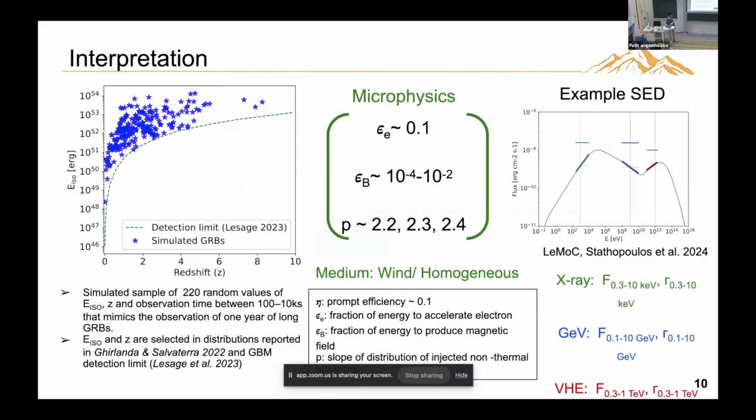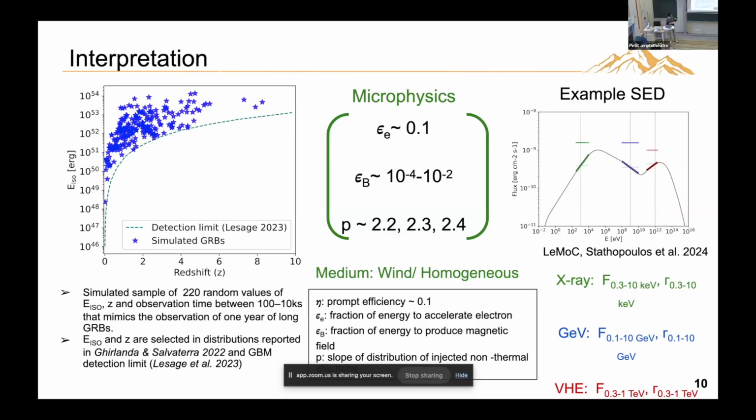Now we want to explain this, how we have explained it. We simulated a sample of 220 GRBs having different energetics and placed at different redshifts. Why did we choose these 220? This number mimics the number detected by the Fermi GBM in 1 year. And the values of E_iso and jet are not selected randomly. They have been taken from papers which have done a rigorous study.